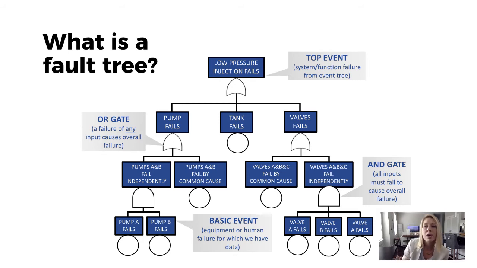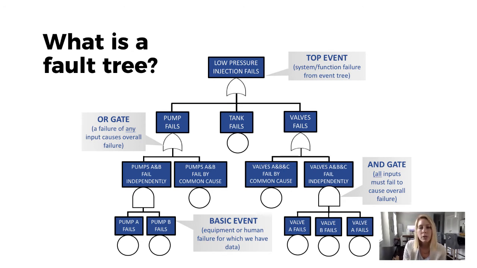We can walk through one event chain just to see how the low pressure injection system might fail. So starting at the top, the low pressure injection could fail if any of the input events fail. This means if the pumps fail, or if the tank fails, or if any of the valves fail, then low pressure injection would fail, right? Again, this is denoted by OR gates, which look kind of like an arrowhead with a pointy tip.